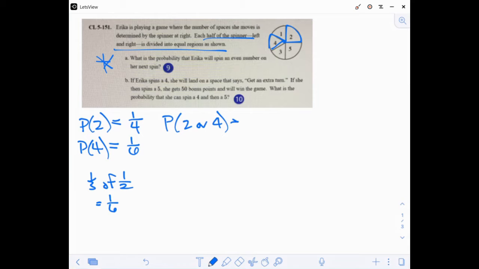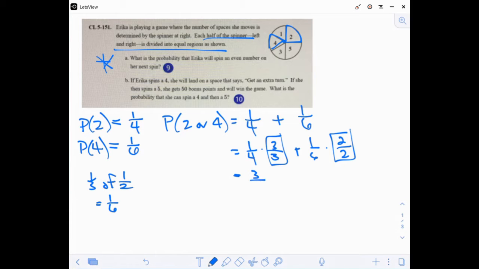Okay, and all I'm going to do is go ahead and add the individual simple probabilities up. So the probability of 2 is 1/4. The probability of a 4 is 1/6. So I'm going to add my fractions using giant 1 so I can get a common denominator. I'm going to use 3/3, and I'm going to use 2/2 to get a common denominator of 12. That's going to equal 3/12 plus 2/12. So the probability of getting a 2 or a 4 with one spin is going to be 5/12.